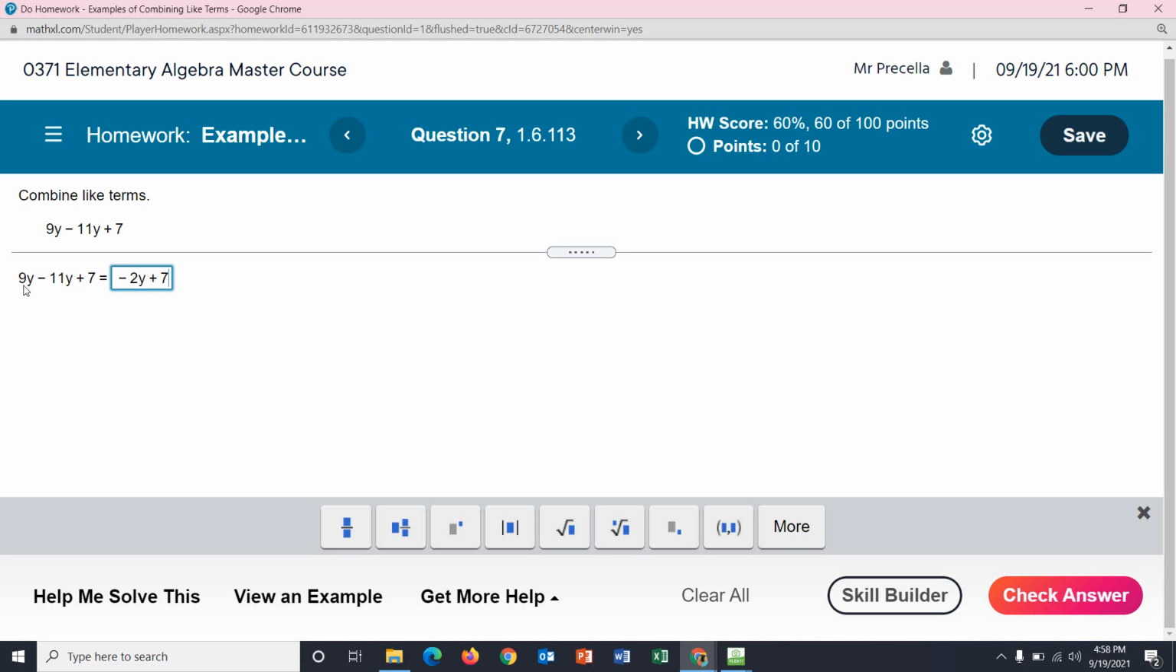There were 2 like terms. 9 minus 11 is negative 2. And then we still have that plus 7.